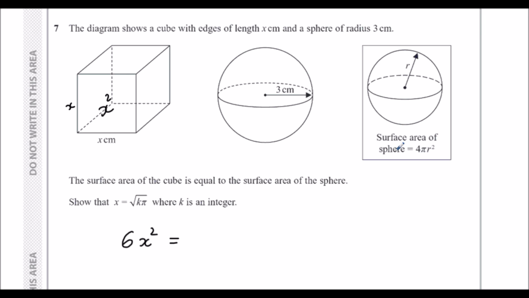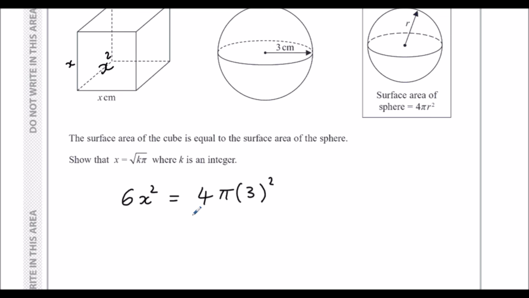The surface area of a sphere, the formula is given to us. It's 4 pi r squared. So 4 pi, r is 3, so 4 pi times 3 squared. 3 squared is 9, and 9 times 4 is 36. So we've got 6x squared equals 36 pi.